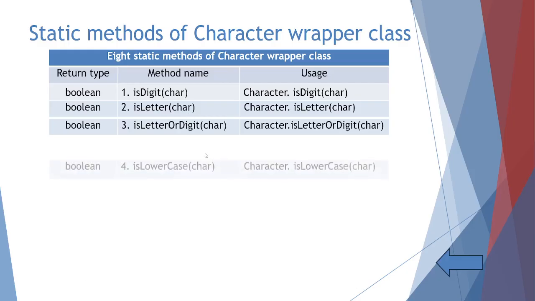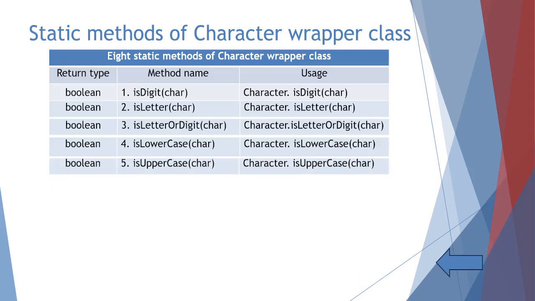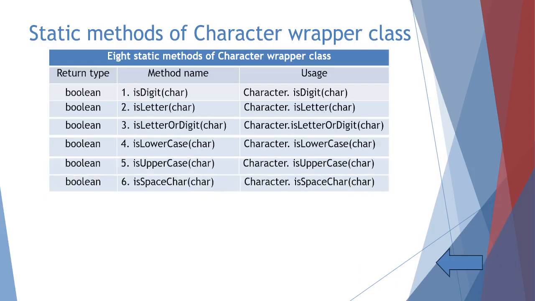Then the next one is isLowerCase. It checks whether the passed character is in lowercase or not, true or false. Similarly, isUpperCase. And then isSpaceChar. That means we are checking for a space, which is equivalent to 32.